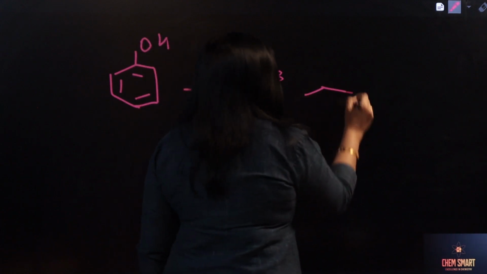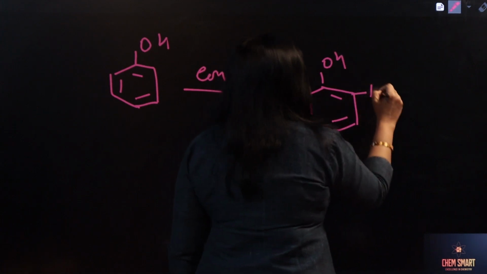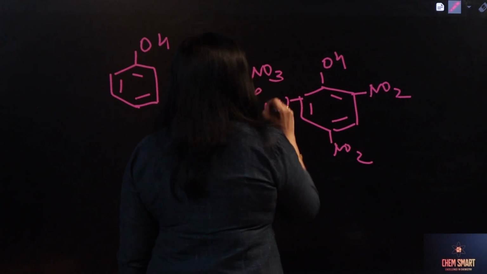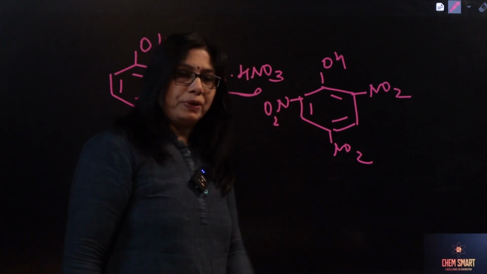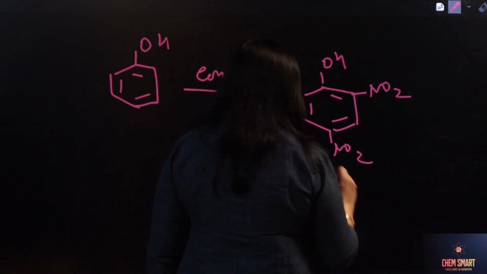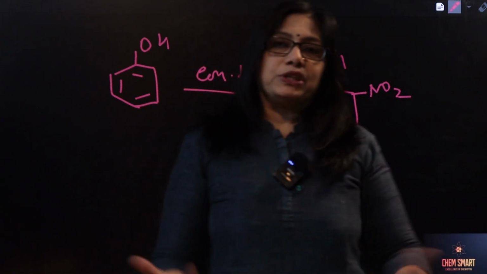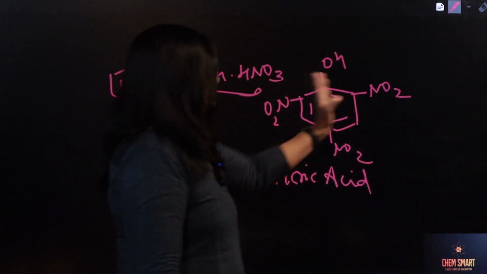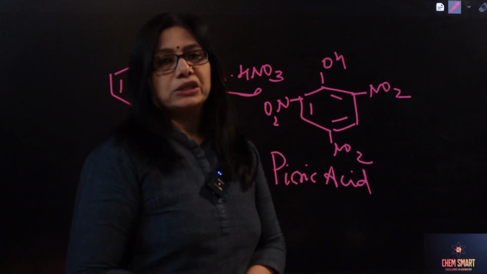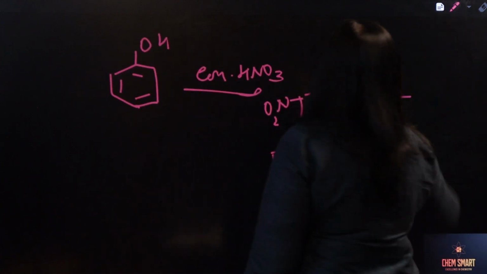So the product formed here will be 2,4,6-trinitrophenol. It's better to write its IUPAC name and common name as well. Its common name is picric acid. It is also a common question given in papers for IUPAC nomenclature. So 2,4,6-trinitrophenol or picric acid is the product formed when phenol reacts with concentrated HNO3. Clear? Practice, as I always tell you.